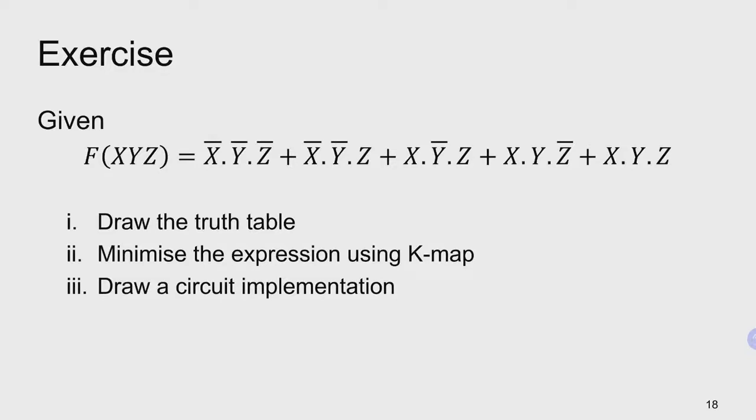So here is another example. Okay, so I will do this. You don't have to, but you can try it. The first thing is to draw out the truth table and then minimize the expression using K-map and then draw a circuit.